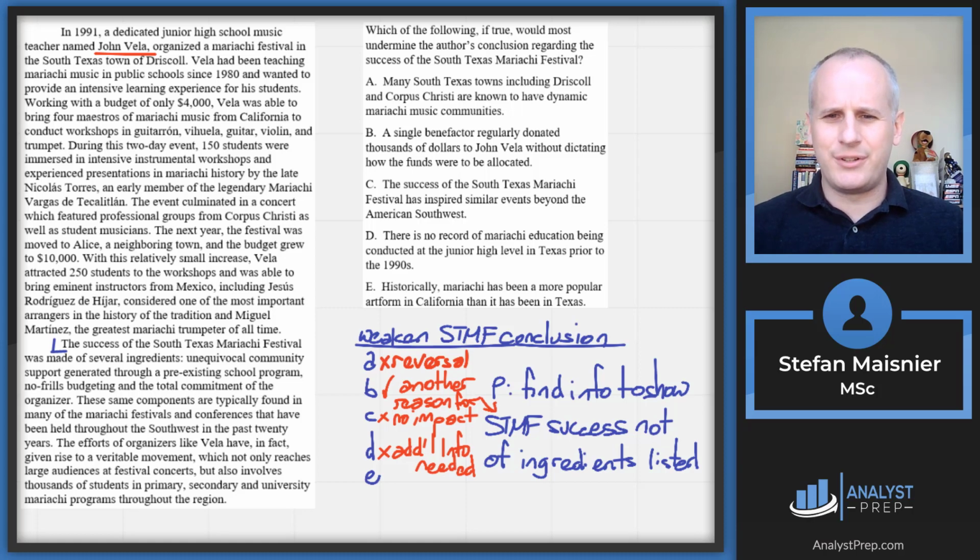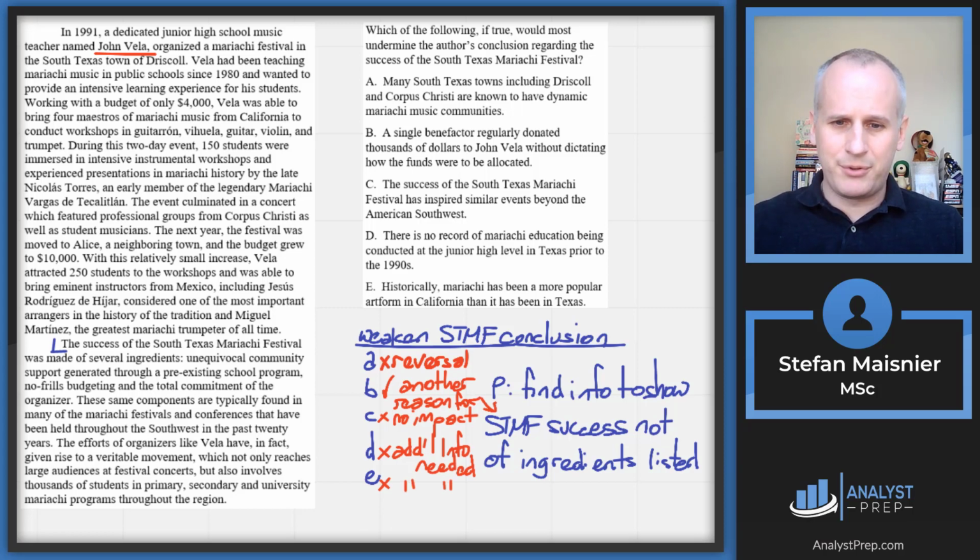And then lastly, historically, mariachi has been a more popular art form in California than it has been in Texas. Okay, well, we talked about California in the passage, but it has nothing to do with the success of this specific mariachi festival. So again, in order to apply this, we need additional information.